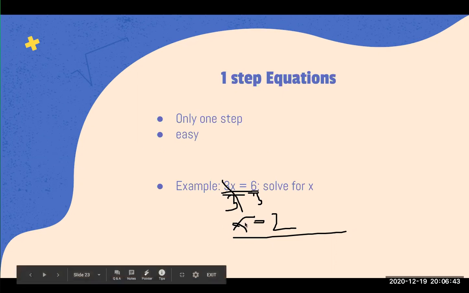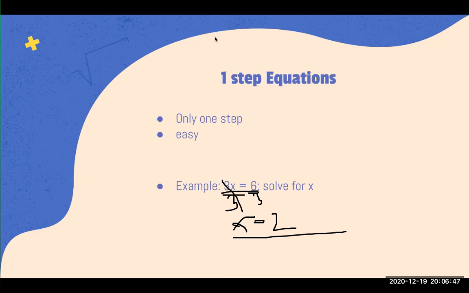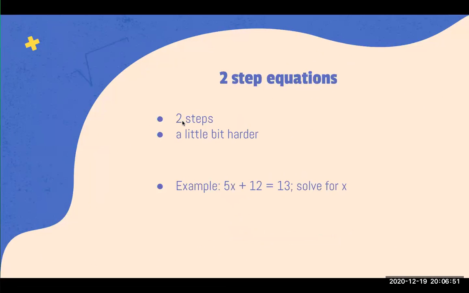So yeah, that's x equals 2, and that's how we solve one-step equations. These are super duper easy, and they're super simple. Two-step equations are a little bit harder, but they're basically the same thing. Okay, so let me show you.